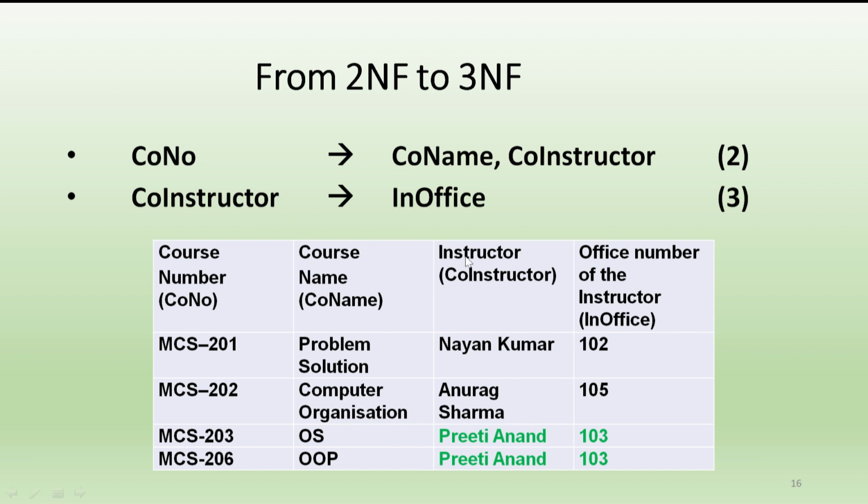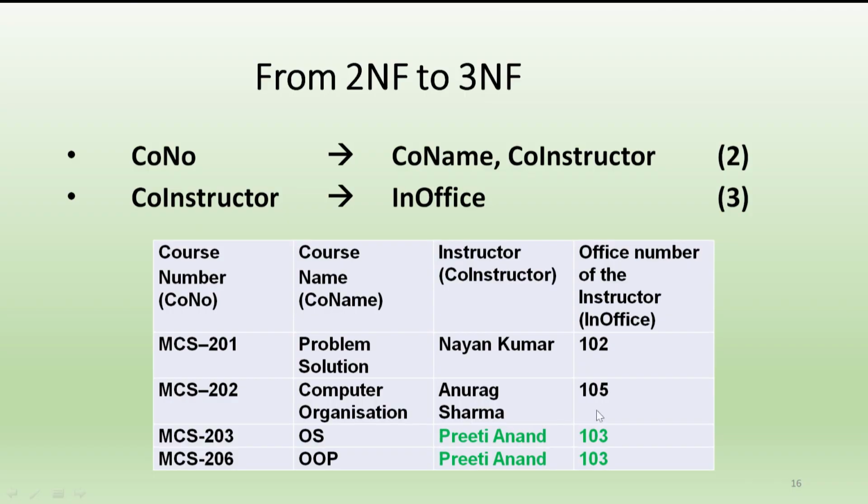Okay, and whenever the redundancy is there, because of redundancy, you encounter the update anomaly, the insertion anomaly, and the deletion anomaly, right? So that particular information is always there. So what should we do? Well, the situation is that the course number uniquely determines course name and course instructor, and course instructor determines in office, which was a transitive dependency.